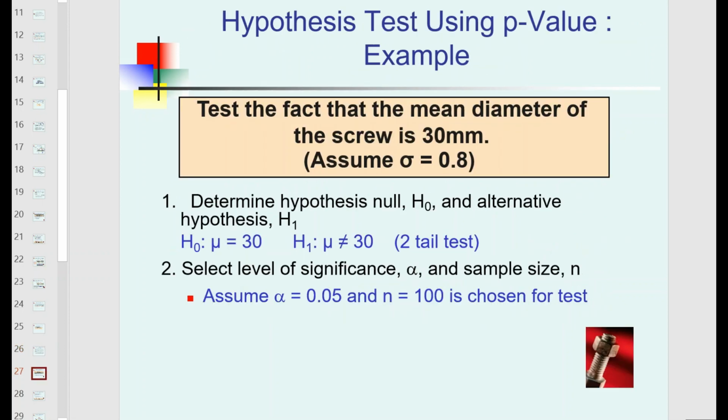Okay, so now we look at the example of hypothesis test using p-value. Basically we're using the same example as just now: the mean diameter of the screw is 30 mm, and we assume that sigma is equal to 0.8. If you see, we start off with the same thing. First, your H null hypothesis and your H alternative hypothesis. The second is also quite the same: alpha, your level of significance, and sample size.